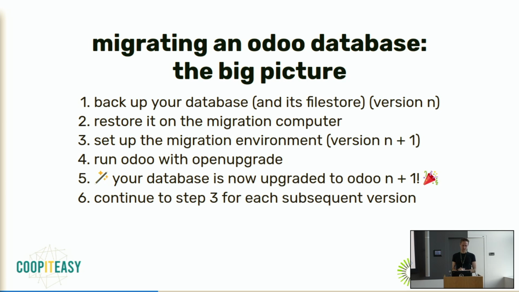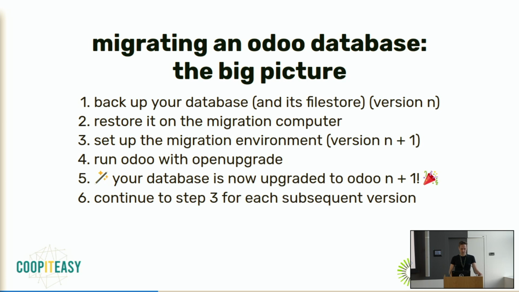Well, now let's look at the big picture of how to migrate an Odoo database. It's not that difficult. First, you need to back up your database and its file store. So you're using Odoo version N. Why do you need to back up your database? It's because you are not going to run the migration on the production database. The process is completely unsafe, and there is zero chance that it will work the first time. So you need to run it on a copy of the database.